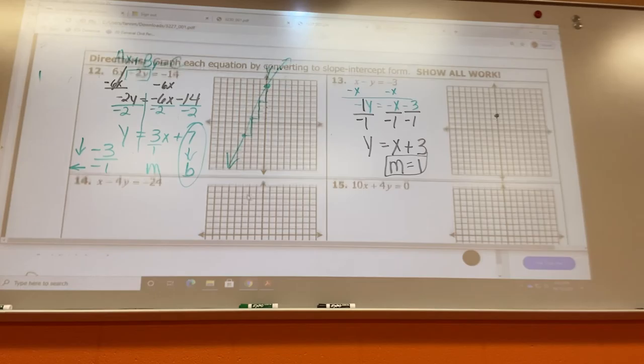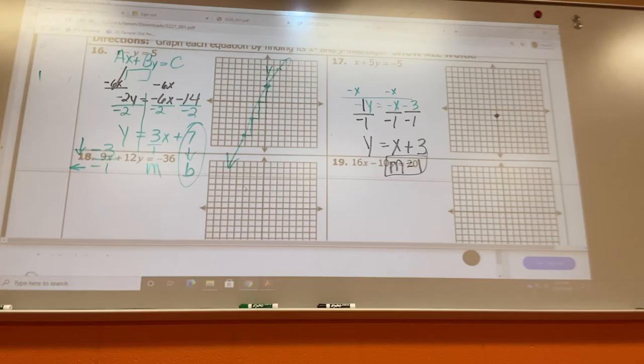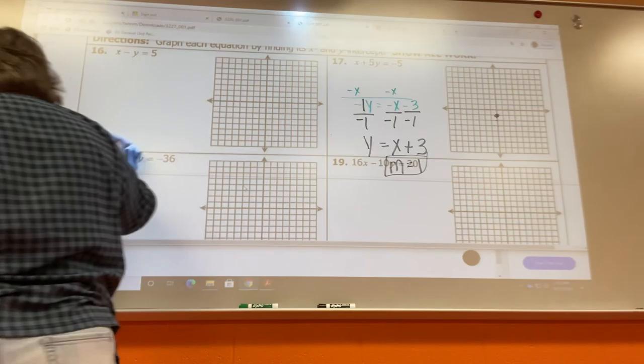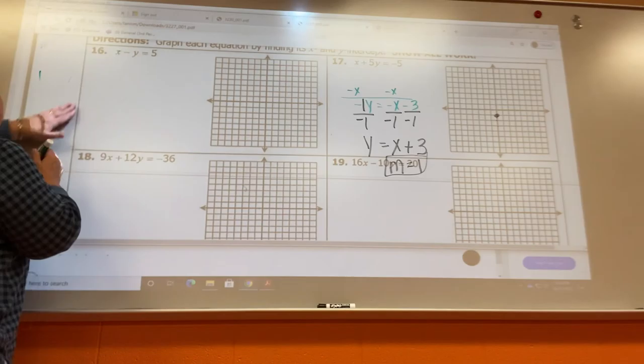All right? I still need it in Y equals MX plus B form. I'm almost there. I almost have the Y by itself. This is negative 2 times Y. So to undo multiplication, you use the inverse, and the inverse is to divide by negative 2. If I do it to this side of the equation, the equal sign, I got to do it to the other side also.